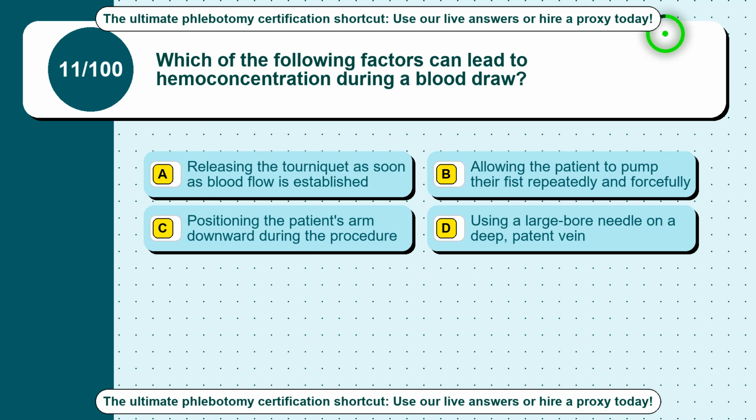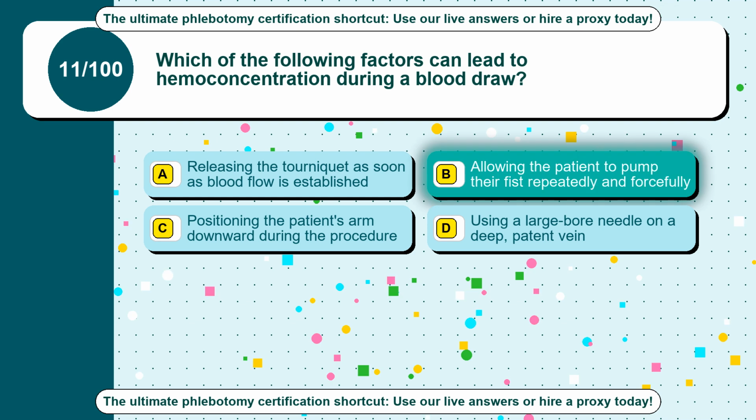Question 11. Which of the following factors can lead to hemoconcentration during a blood draw? Option A. Releasing the tourniquet as soon as blood flow is established. Option B. Allowing the patient to pump their fist repeatedly and forcefully. Option C. Positioning the patient's arm downward during the procedure. Option D. Using a large bore needle on a deep, patent vein.